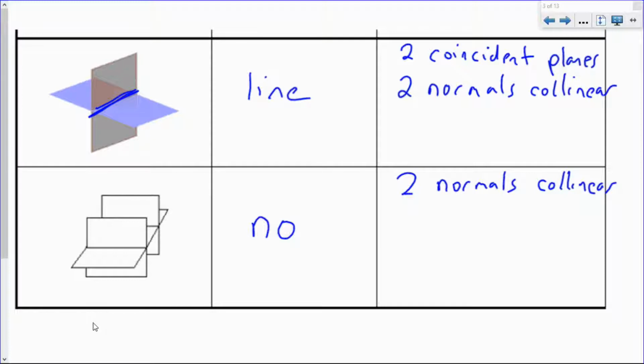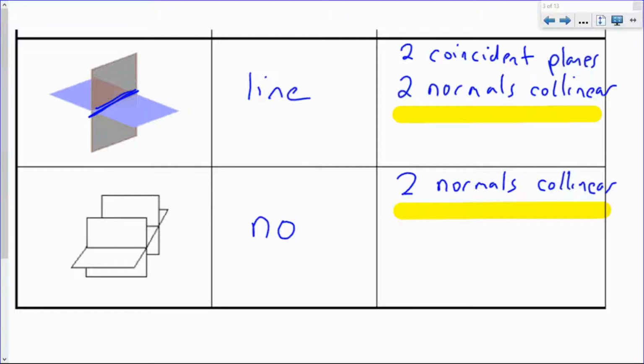Okay, yes, there are two lines here, and each of these planes does intersect the third plane in a line, but there's no common intersection. All three planes don't intersect in the same spot. And when we're talking about solutions to equations, we want solutions to all of the equations, not just two of the three equations or whatever it might be. So in this case, no intersection. So again, these two examples have this in common, that both have two normals that are collinear.